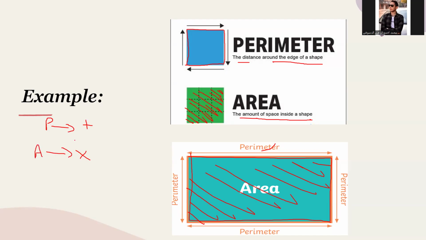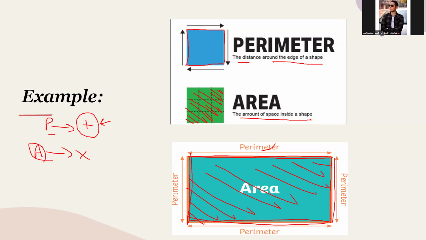So how can we say that? To get the perimeter, you just calculate this side plus this side plus this side plus this side. So you just make an addition equation. You add the sides together and you get the perimeter.